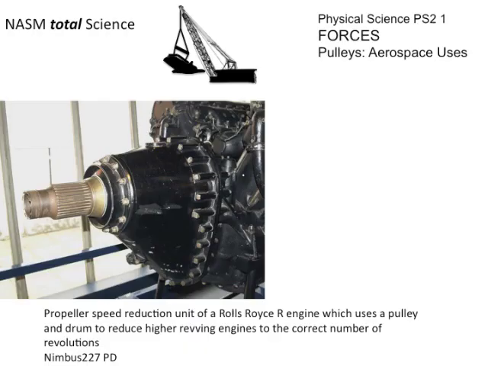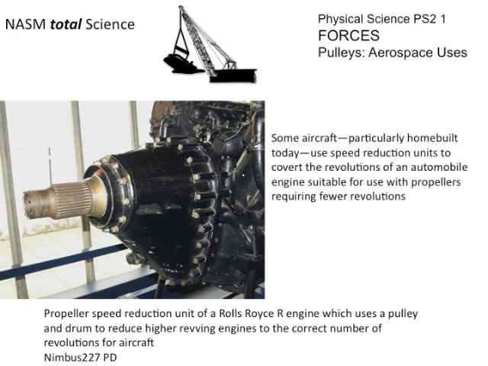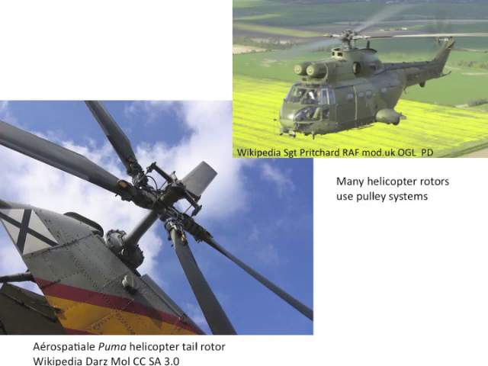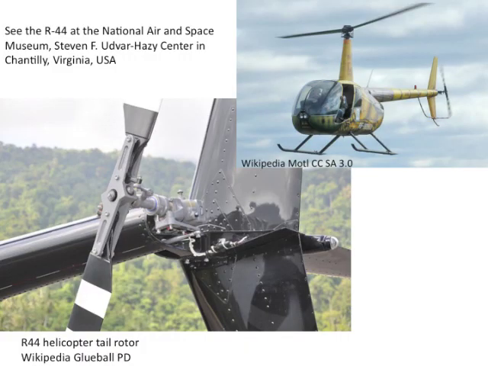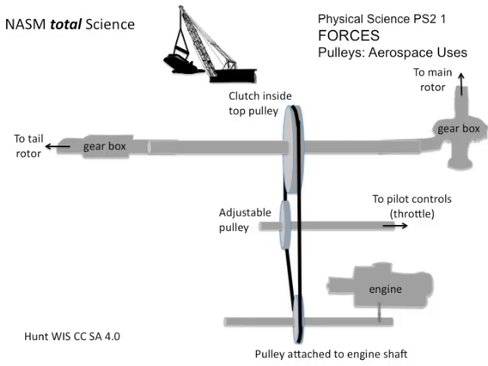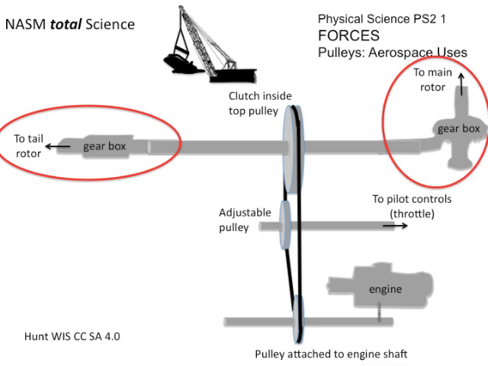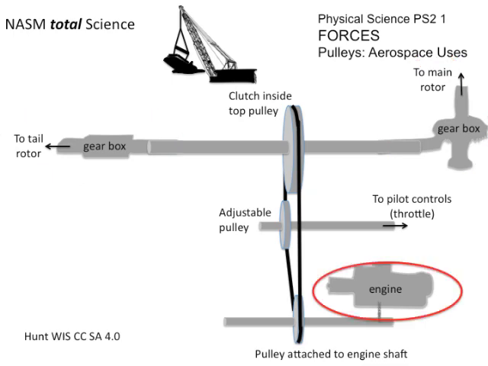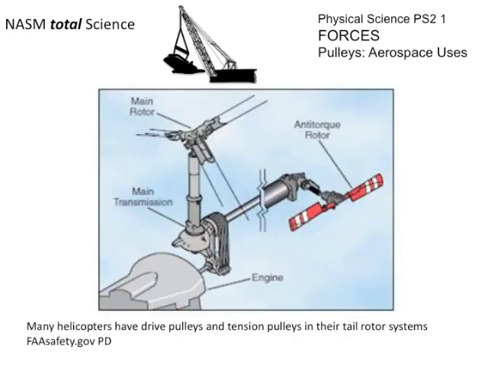And here's speed reduction systems, where an auto engine with high revolutions is reduced for propeller speeds, often using pulleys. And in helicopters, the main rotor and the tail rotor use pulley systems for control. And here's a diagram which shows the gearboxes going to the rotors, with the pulleys in between, the engine, and also including the pilot controls in the cockpit. And here's a tail rotor diagram of a helicopter.